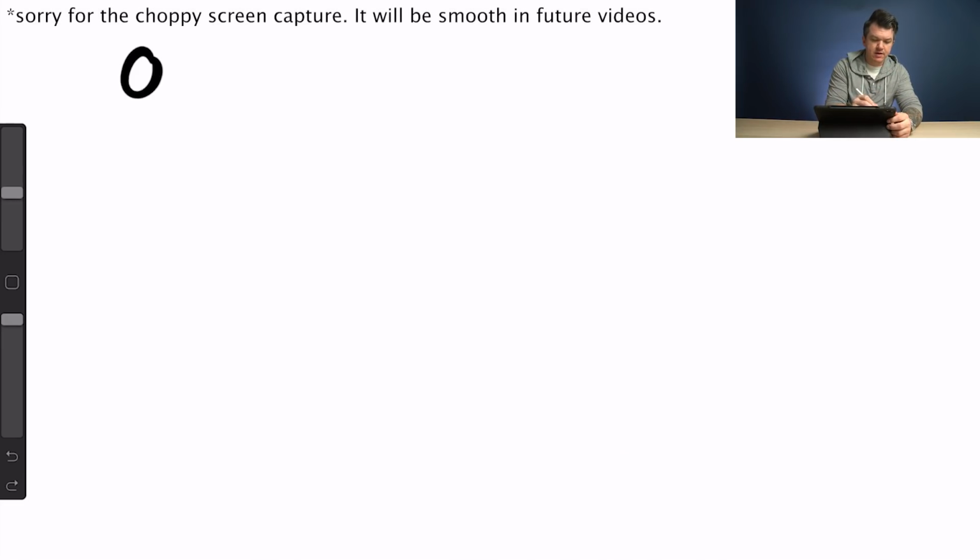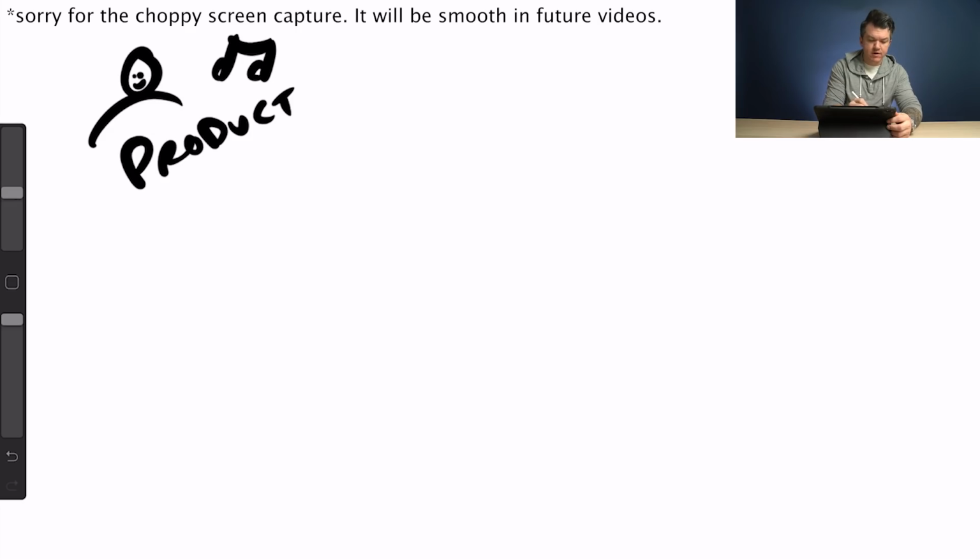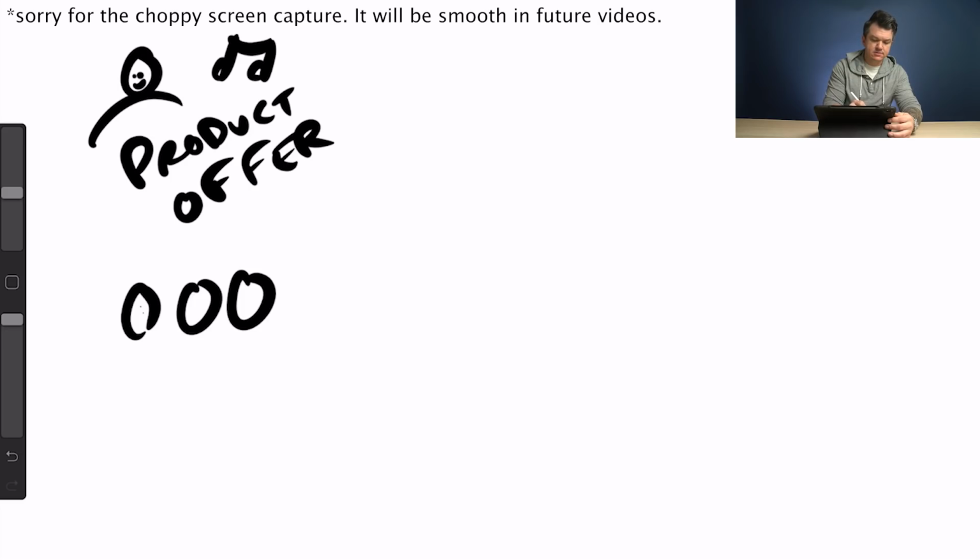So first and foremost, this is us, right? Little smiley face on this guy. And then what we have, whether it be music, whether it be a product, whether it be an offer, the number one thing we need to understand is who our audience is, right? So once we have an audience, let's make them happy as well. This is the audience.